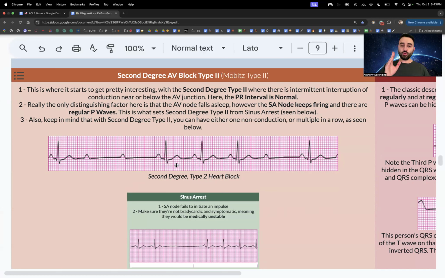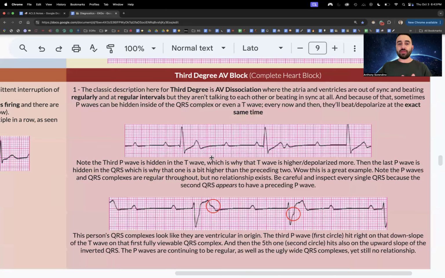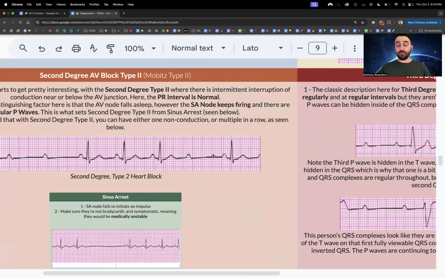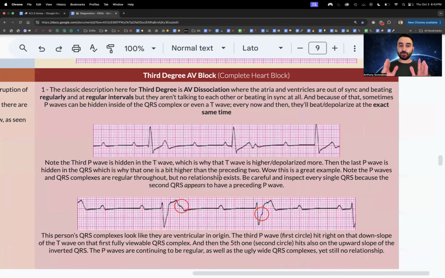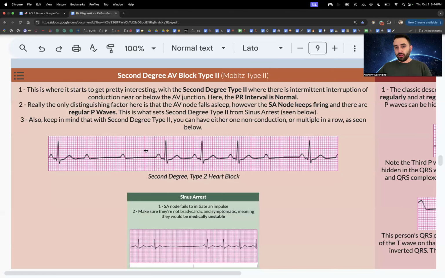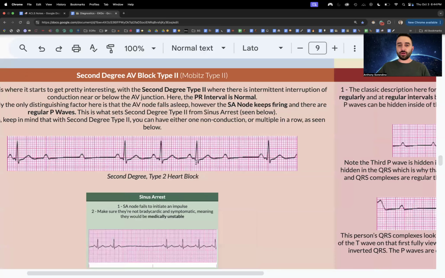Now you want to make sure you can distinguish second degree AV block type 2 from third degree AV block. The good way to do that is that third degree AV block is regular. The distance between each QRS complex and the next one, and also the distance between the P waves, are always going to be the same. This is where you do the index card trick. In second degree, sure, these three QRS complexes are equal, but they're not equal to this one because you have all these missed beats. This is an irregular beat. This can't be third degree, okay?